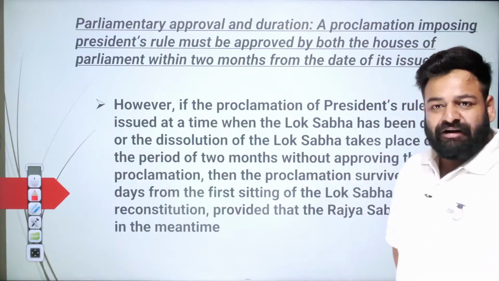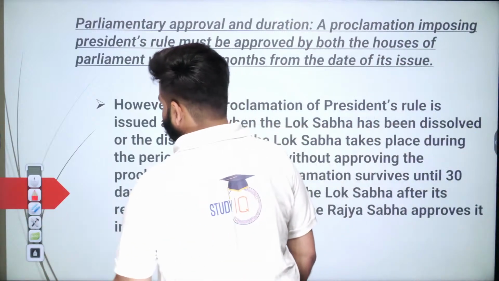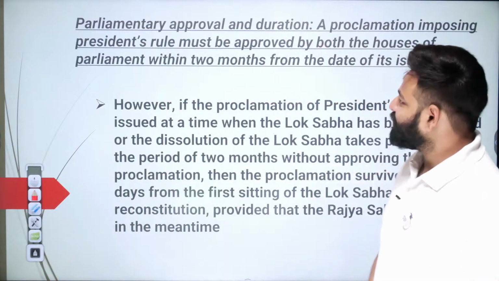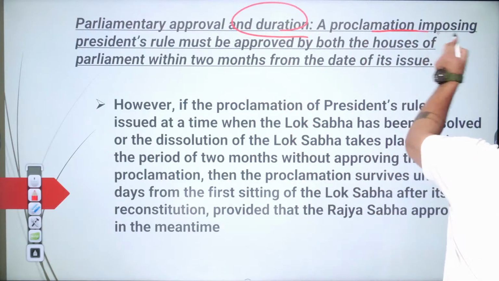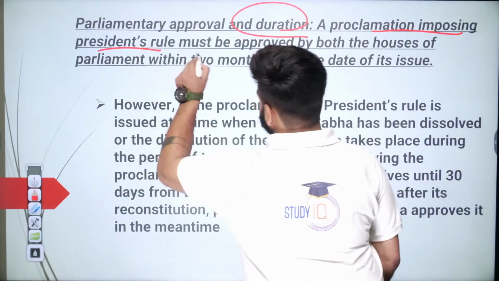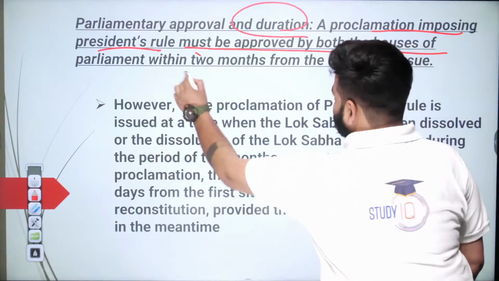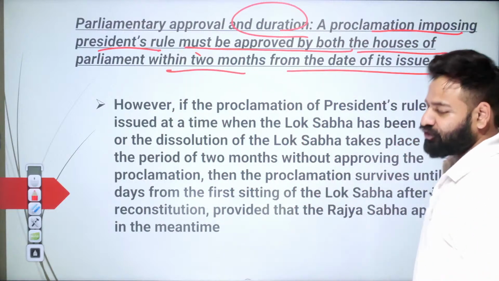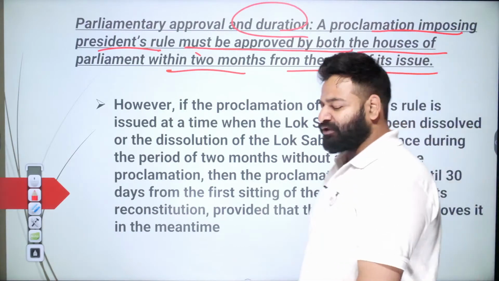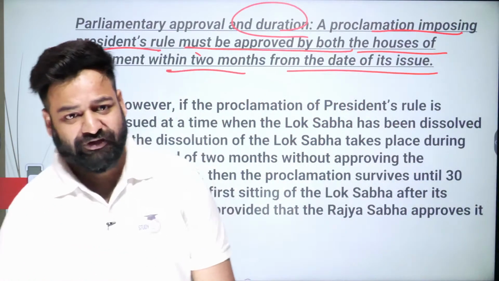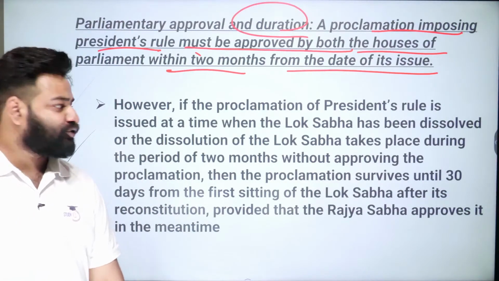So is parliamentary approval required or not? Yes, we have the very same feature as with regard to the emergency. So, parliamentary approval and duration. A proclamation imposing the President's rule must be approved by both the houses of Parliament within 2 months from the date of its issue. How many months? 2 months. In emergency, how many months do we have? 1 month, that is 30 days. In President's rule, how many days do we have? 60 days, that is 2 months.